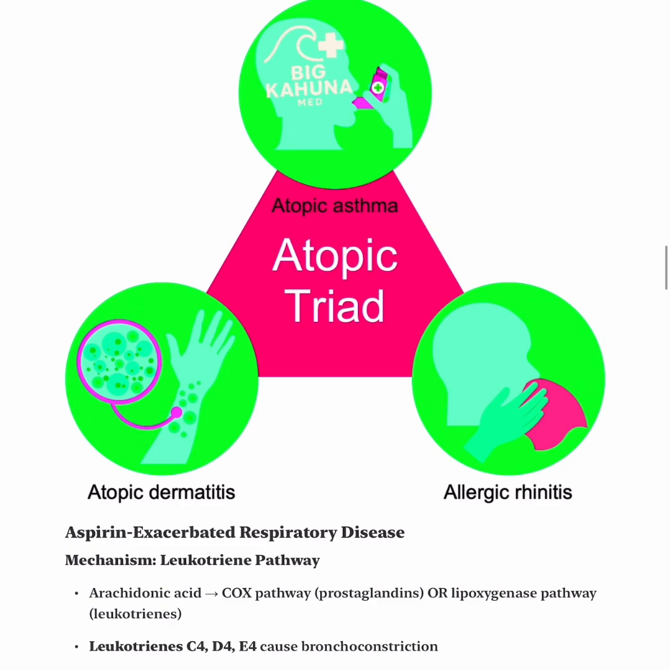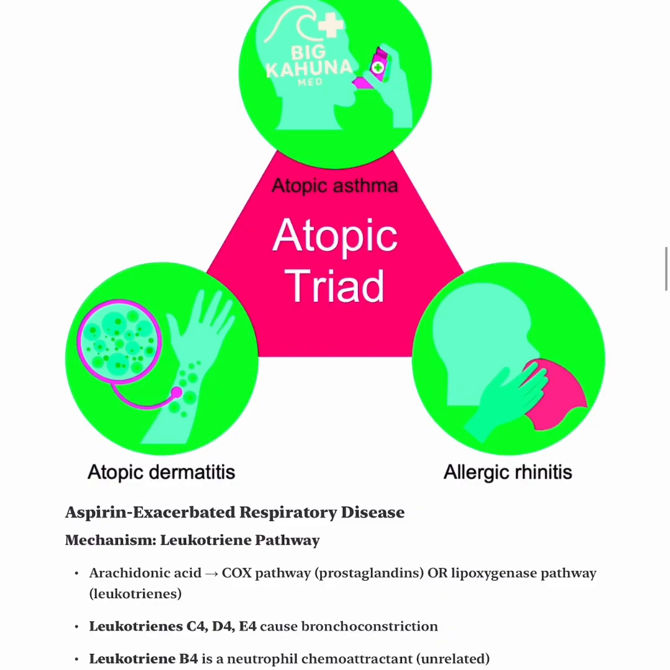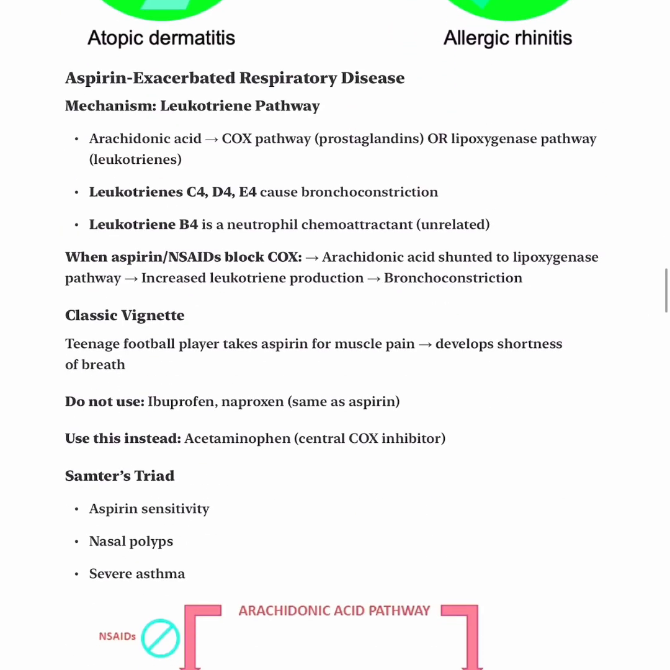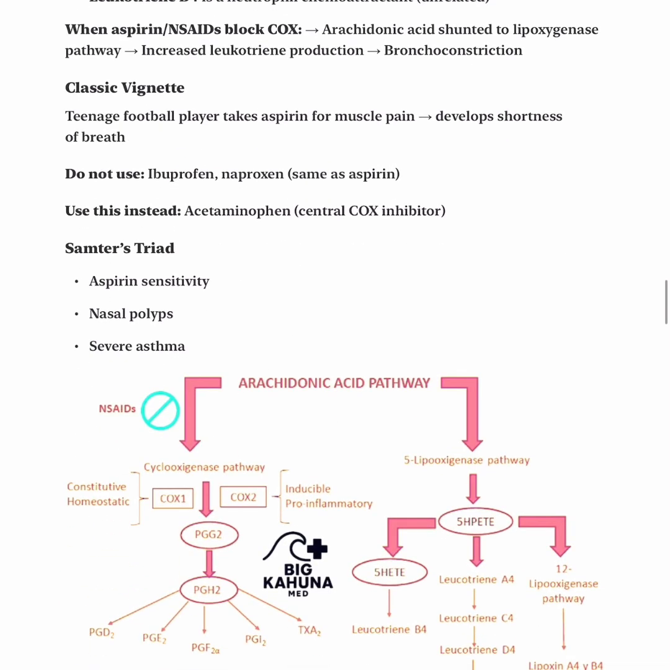This brings us to aspirin exacerbated respiratory disease. The mechanism that you have to remember is the leukotriene pathway. So here, you're going to have arachidonic acid and the COX pathway, which is the prostaglandins, or the lipoxygenase pathway for leukotrienes. The leukotrienes that you have to be aware of are C4, D4, and E4. These cause the bronchoconstriction, and leukotriene B4 is a neutrophil chemotactin. This is unrelated, but it may be tested. When aspirin or NSAIDs block COX, arachidonic acid is shunted to the lipoxygenase pathway. Therefore, you'll have increased leukotriene production, which in turn results in bronchoconstriction.